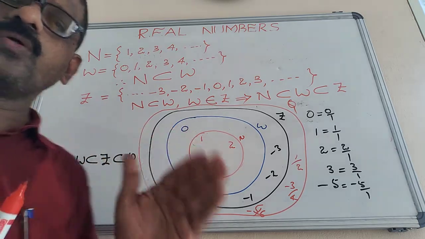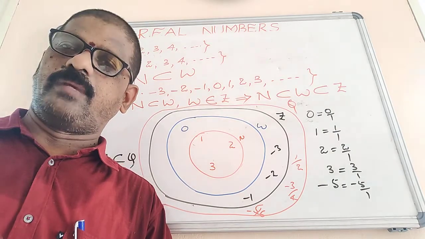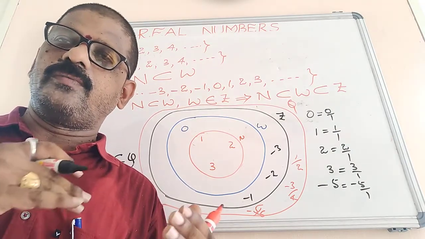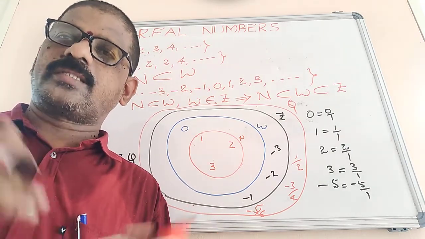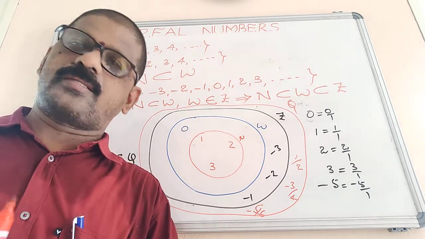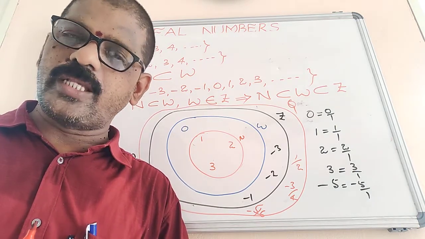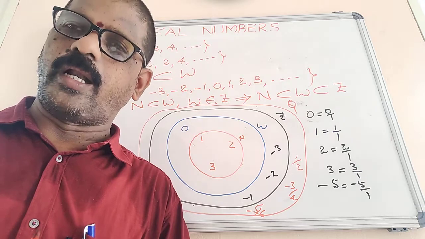So how to represent rational numbers on the number line? This topic we will discuss in the next class. Okay? Have a nice day. Thanking you one and all.